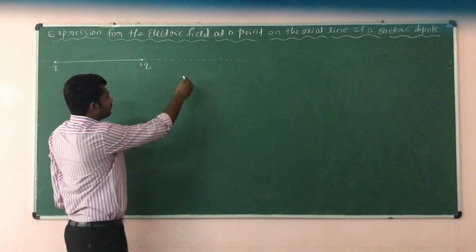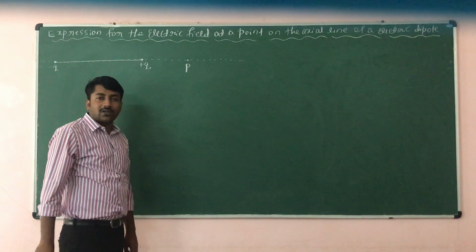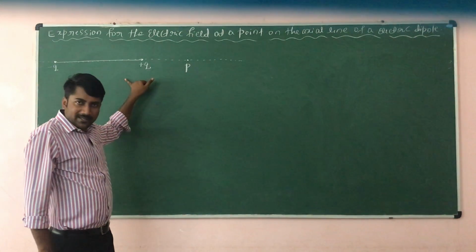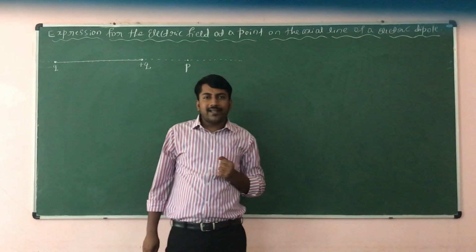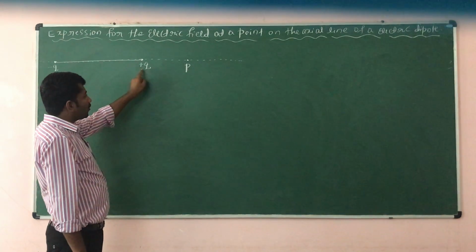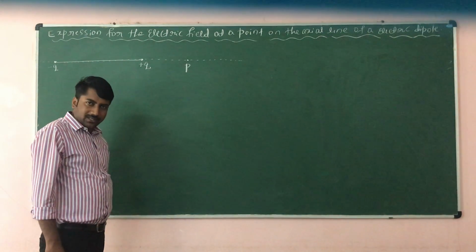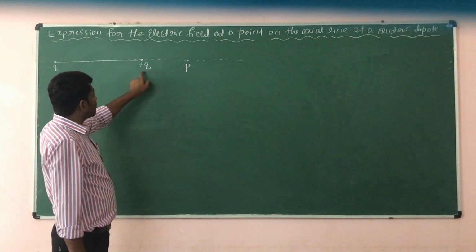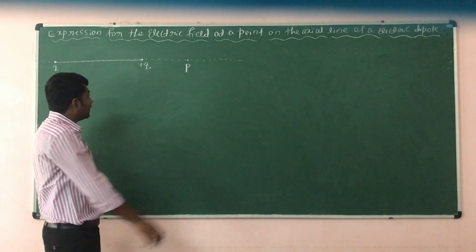Right? Here, P is the point at which the electric field is to be calculated due to this electric dipole. The electric field produced due to the electric dipole is called the dipole field. Due to this positive charge an electric field is produced, and due to this negative charge an electric field is produced. P is the point at which the electric field is to be calculated due to the positive charge and the negative charge.